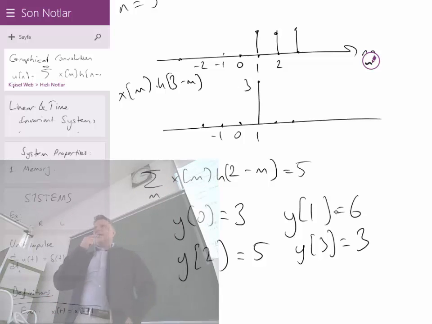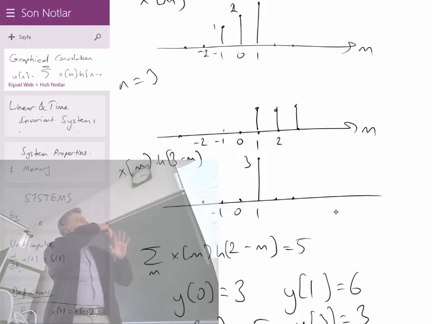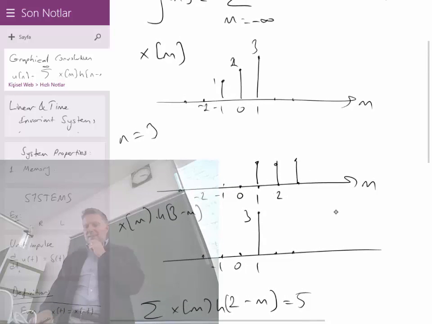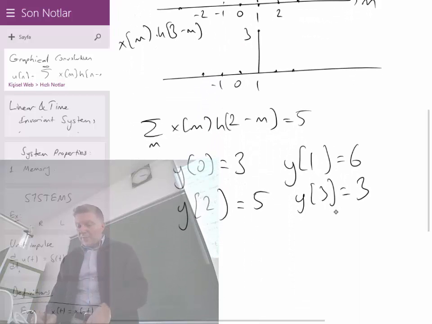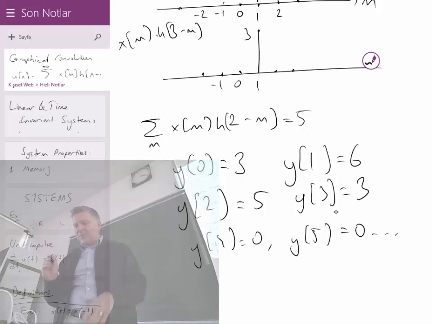What would you say about y of 4? 0. Because if I slide this top h of n minus m shape further towards right, it doesn't overlap. There is no overlapping now. So I can slide only some finite amount as long as they overlap. But that's not the only thing, unfortunately, because, okay, y of 4 is equal to 0, y of 5, and all those things are all zeros. It will go on like this.